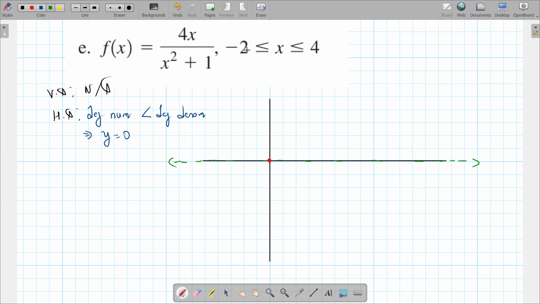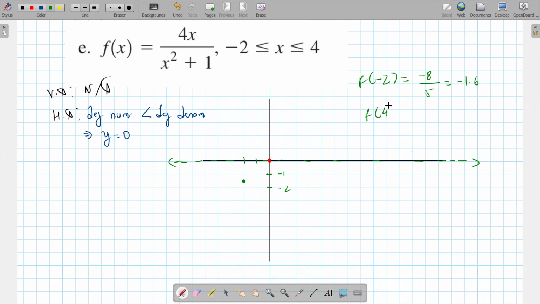Next, we're going to plug in these two values. f of -2 is going to be -8 over 5, so that's negative 1.6. At negative 2, we have negative 1.6. That's what we have.